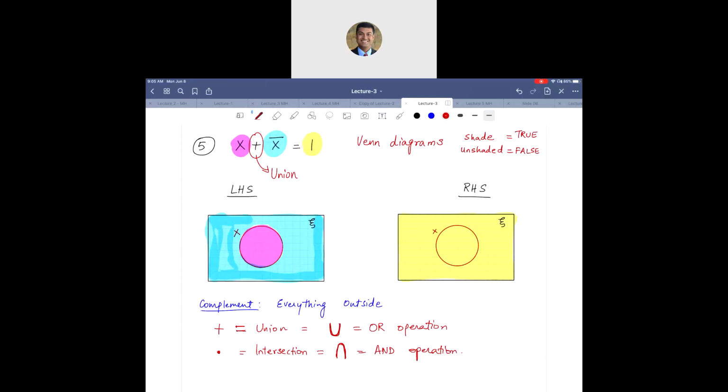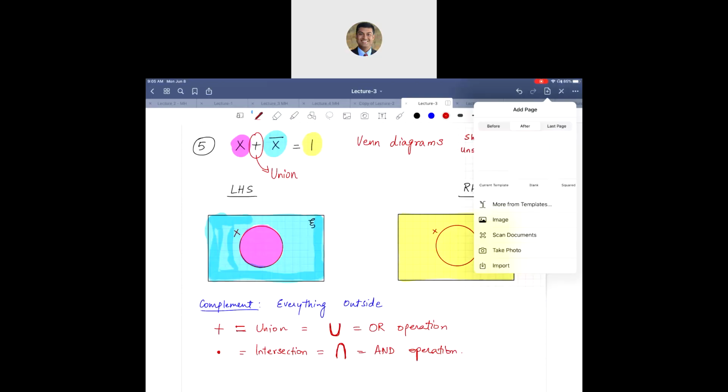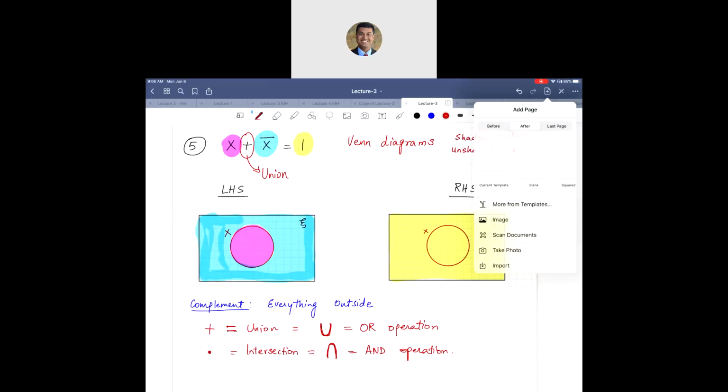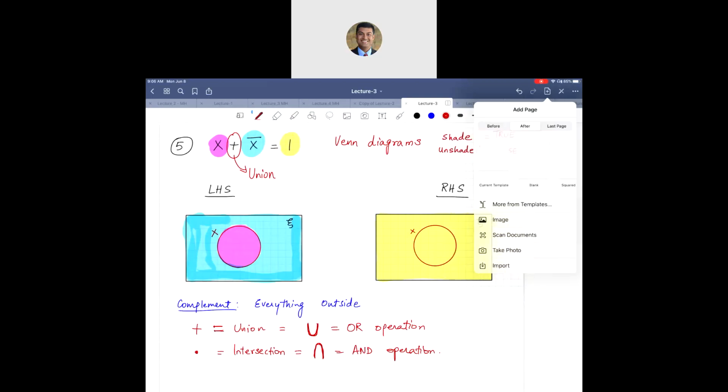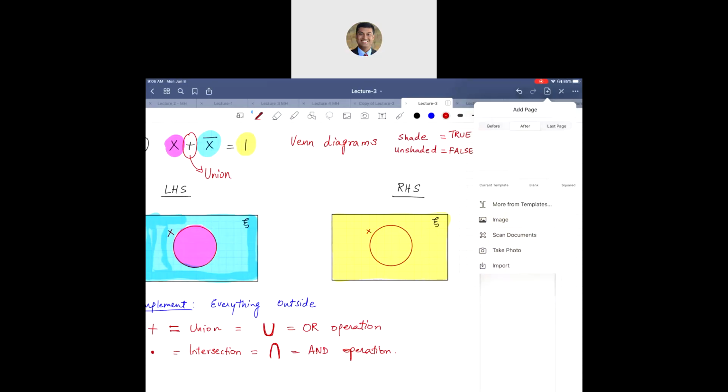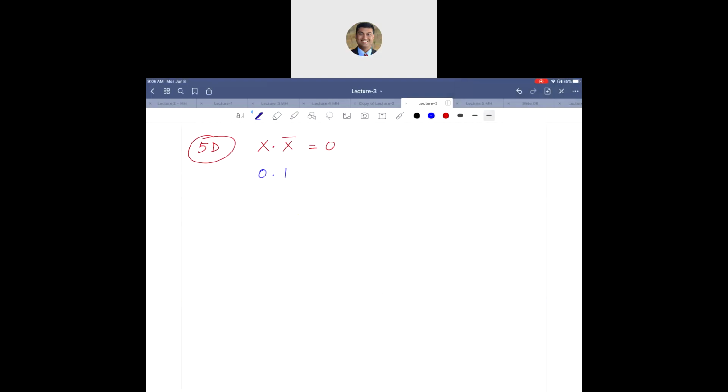Let's keep moving. Five is done. 5D, the property is X and X complement is 0. Well, this is simple to prove, right? There can be only two possibilities, 1 and 0, or 0 and 1. In both cases, at least one of them is a zero. Because of that, the output is going to be a zero. So this is my x. This is my x complement. And the last column will be zero, irrespective, because one of them will be false by design.